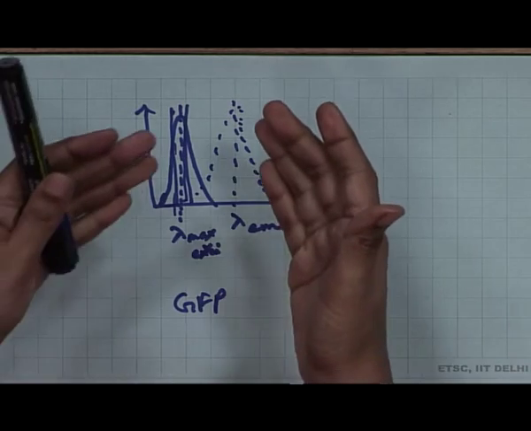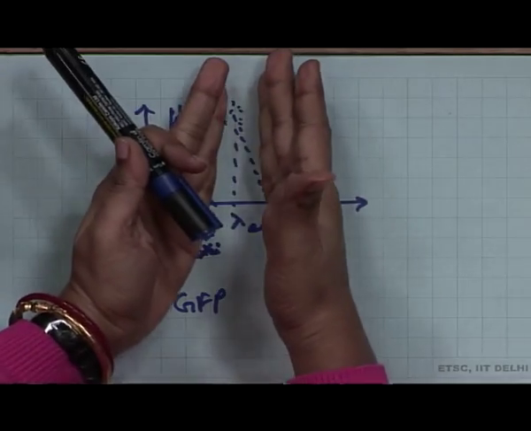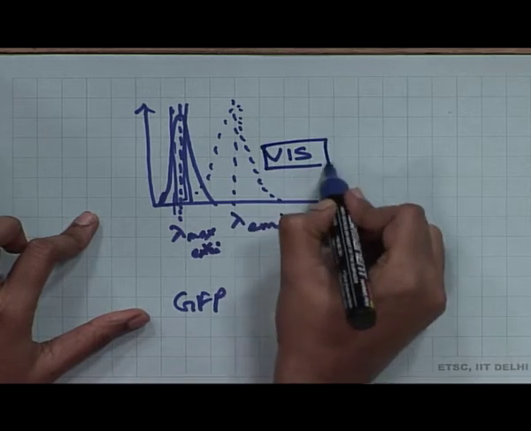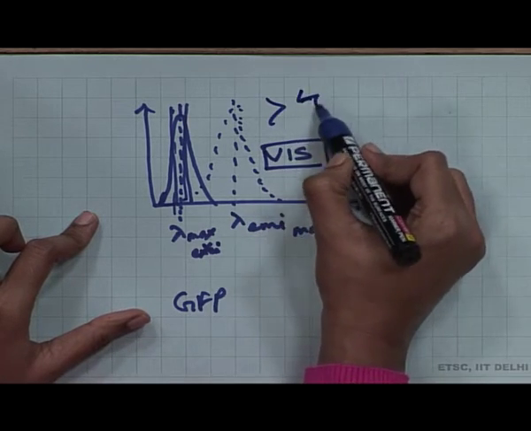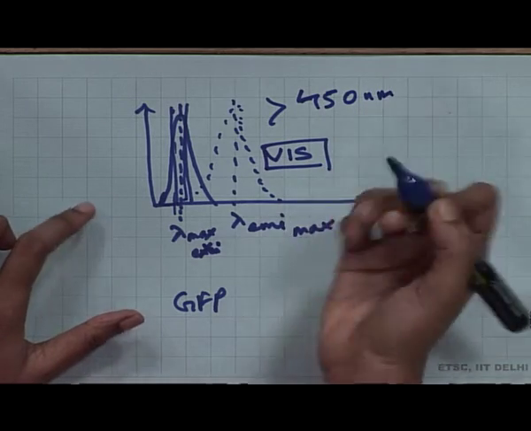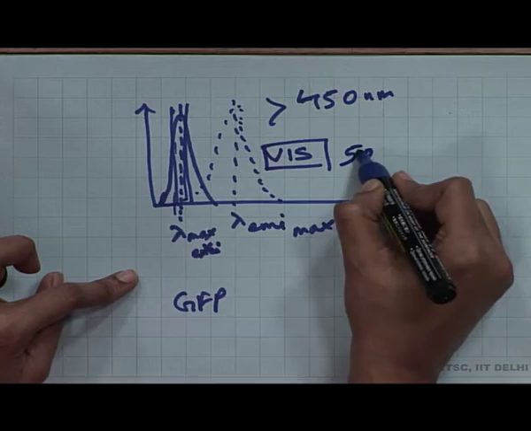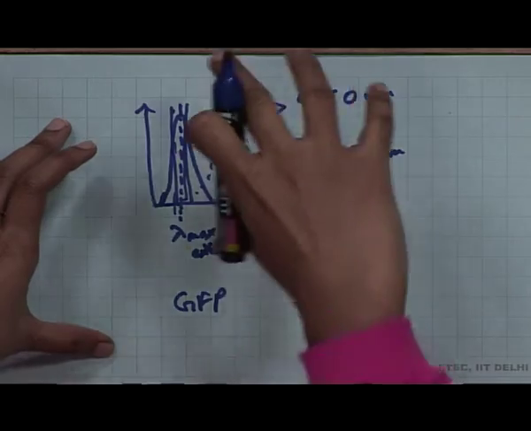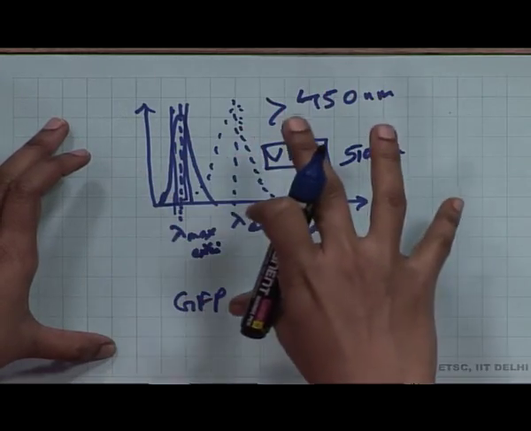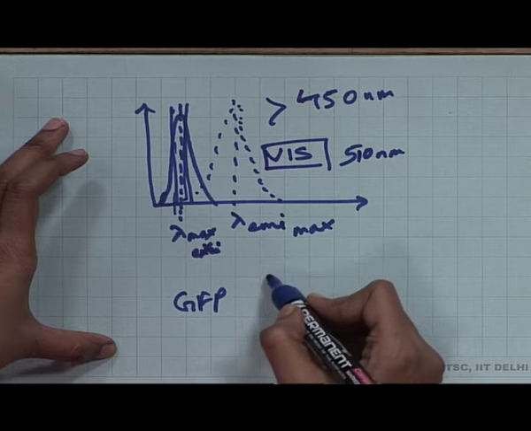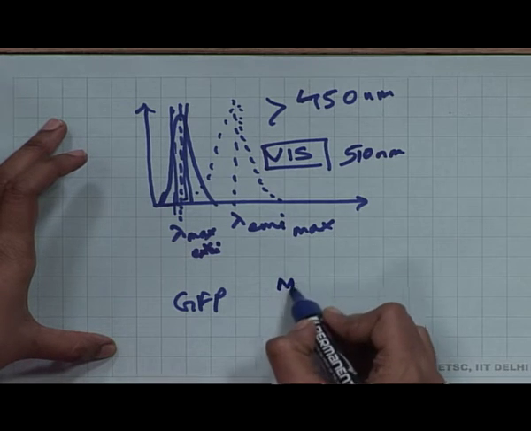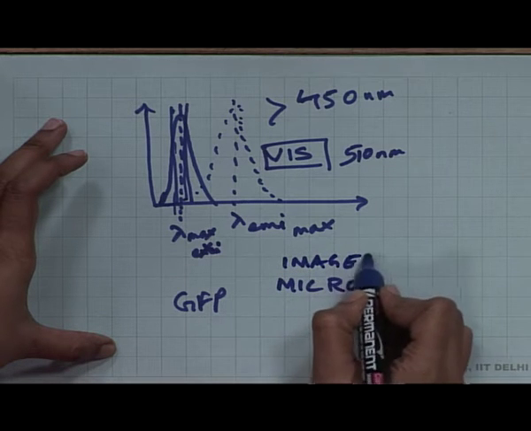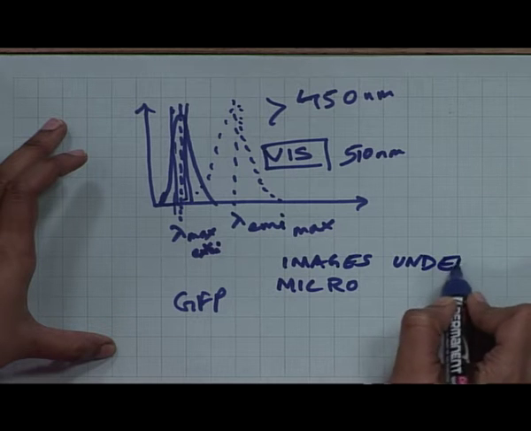And you are able to see this emission because the emission is in the visible range. It would be greater than 450 nanometers. In case of GFP, it would be more than 500, 510 nanometers, something like that. So, you will be able to visualize this. You can see it with your eyes. You can also therefore capture images under a microscope.